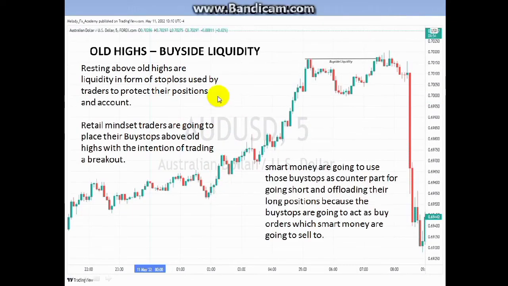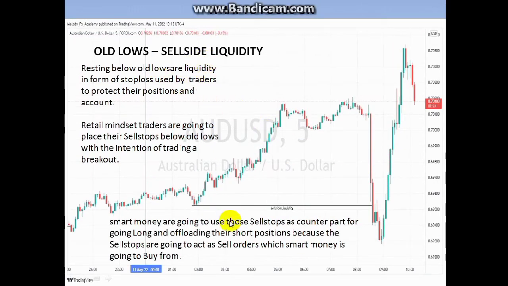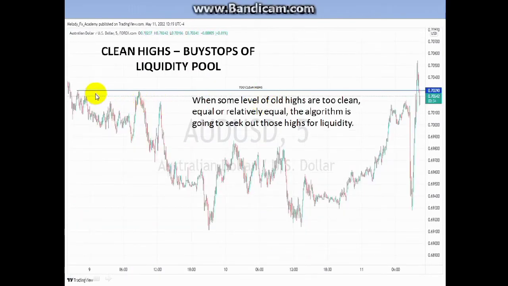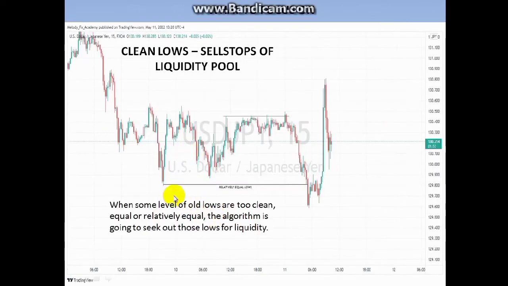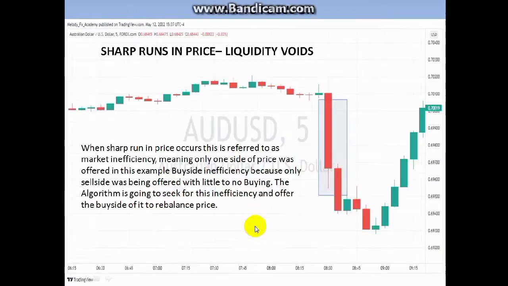Starting from old highs, we focus on old highs because resting above these old highs is buy side liquidity. We focus on old lows because resting below these old lows is sell side liquidity. When we have clean highs or relatively equal highs, the algorithm is going to reprice and seek liquidity resting above those old highs. When we have clean old lows, we should expect a run on them because the algorithm is going to seek liquidity resting below those old lows.